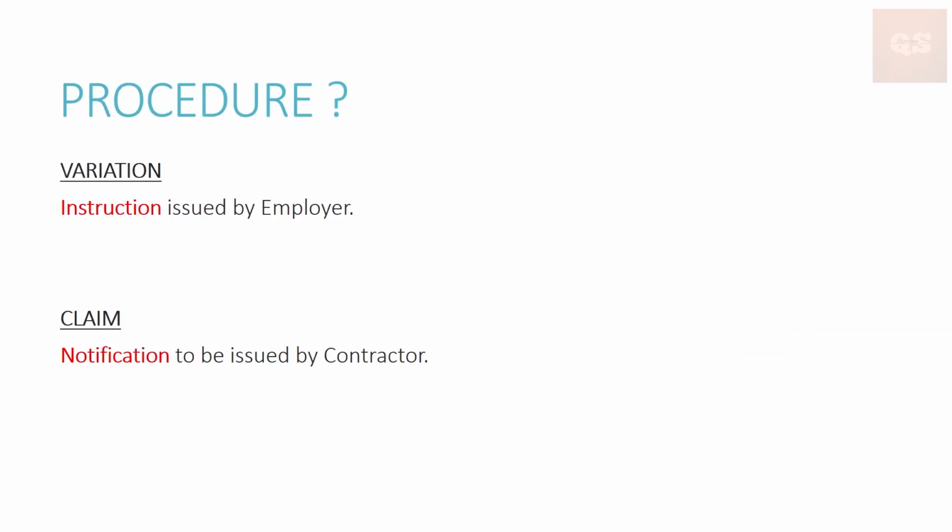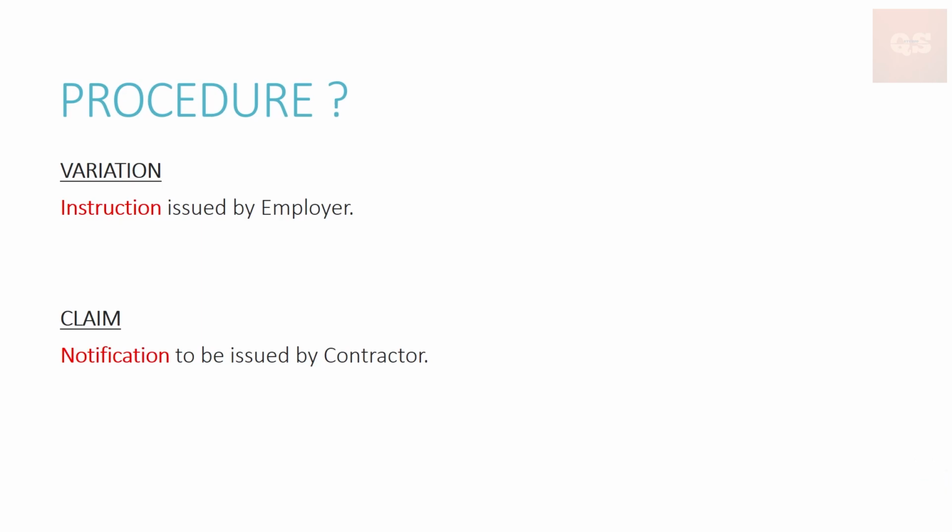Next, let's see how both variation and a claim is proceeded in a construction project. Variation is usually instructed by the employer. This can be in the form of a site instruction through drawings, some comments given in the drawings, or through official letters or documents. The employer is the one who instructs the contractor to carry out a variation, and the contractor follows their instructions and carries out the works.